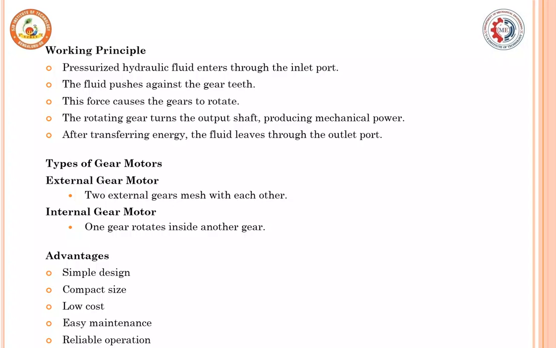There are two types of gear motors: the internal gear motor and the external gear motor. In the internal gear motor, one gear rotates inside another. In the external gear motor, two external gears mesh with each other. The overall design of the gear motor is simple, compact in size, low in cost, and maintenance is very easy. Overall, it is a reliable operation.